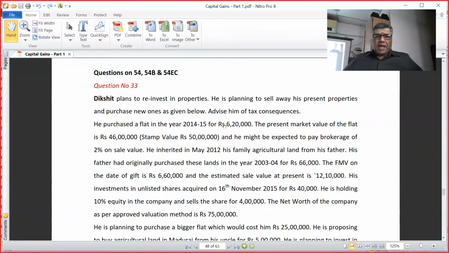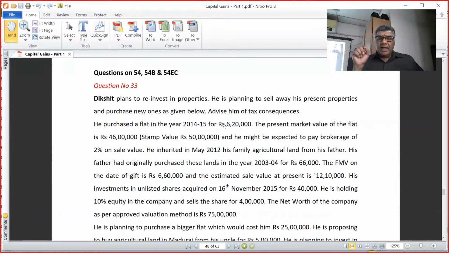Dikshit plans to reinvest in properties, planning to sell his existing properties and purchase new ones as given below. Advise him of the tax consequences. He purchased a flat in 2014-15 for 6,20,000. The present market value of the flat is 46 lakhs and the stamp value 50 lakhs, and he is expected to pay a brokerage of 2% on sale.